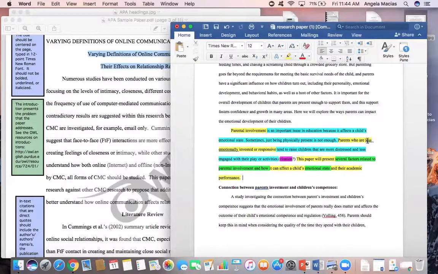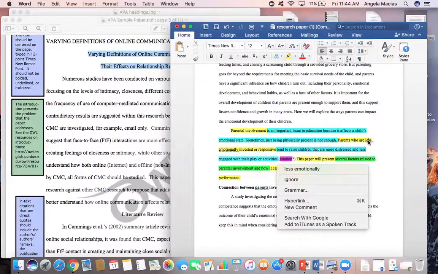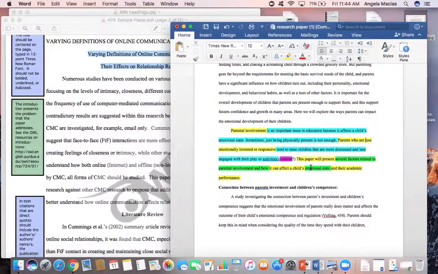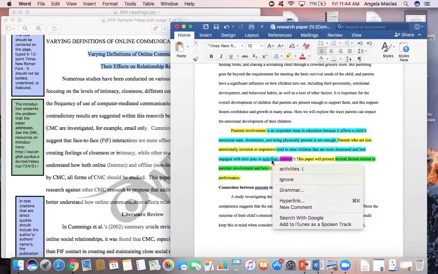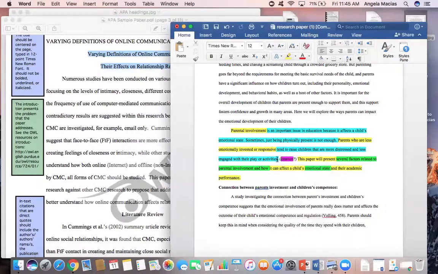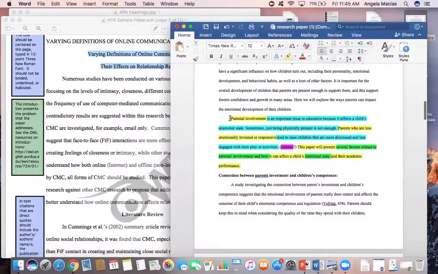I see up here I have some little notation telling me that I've got something wrong. So let's check it. "Parents who are less emotionally invested or responsive tend to raise children." Okay. And then right here, what's our problem? Oh, just a space. Okay. So no big deal. I fixed those errors, and I think I've got a better introduction now with a nice thesis that makes more sense and flows better.